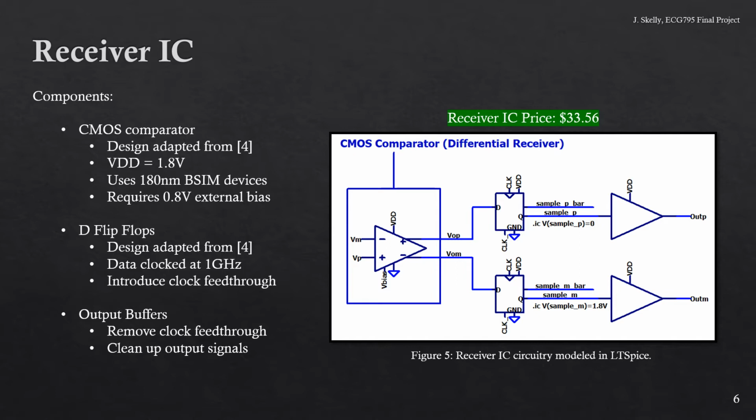The second stage of the receiver IC is the D flip-flops, where the data is clocked. The schematic for the D flip-flops was also adapted from a design found in Dr. Baker's CMOS textbook. The final stage of the receiver IC, which produces the outputs of the system, is a CMOS output buffer consisting of wide-width cascaded inverters to square up the signals and remove noise introduced in the D flip-flops in the form of clock feed-through. The receiver IC was priced at $33.56 after the price of a similarly sized chip found on DigiKey.